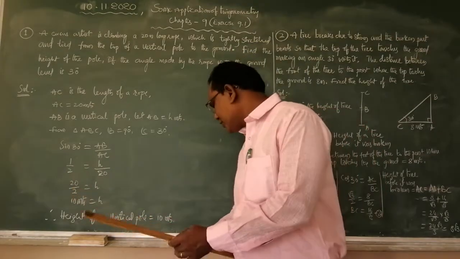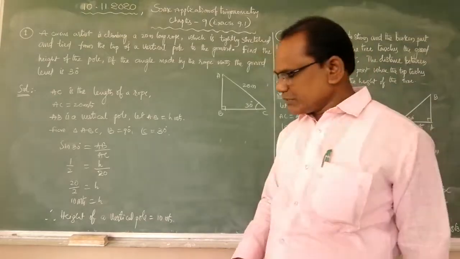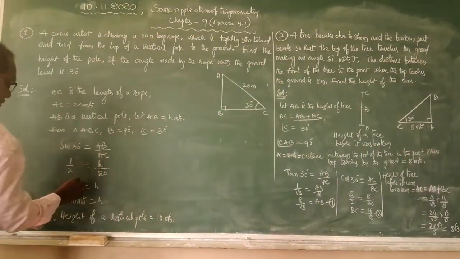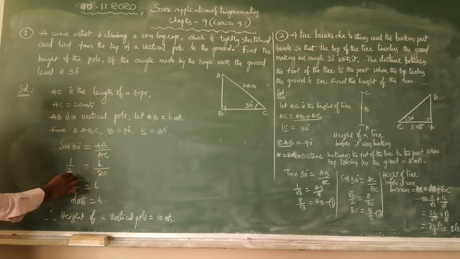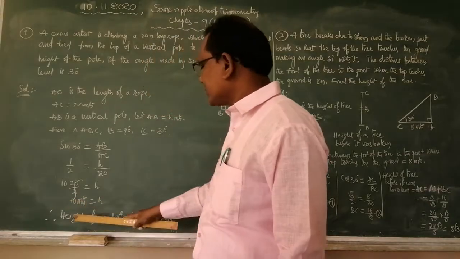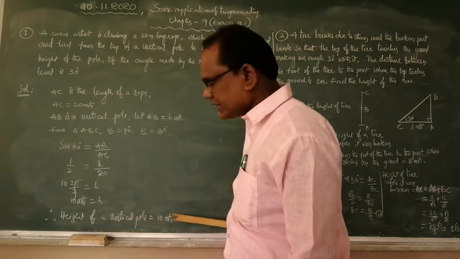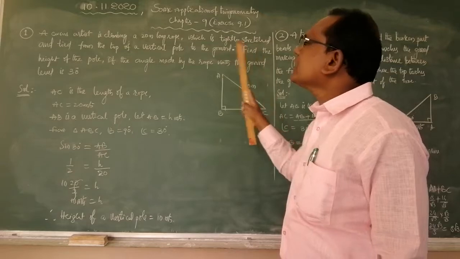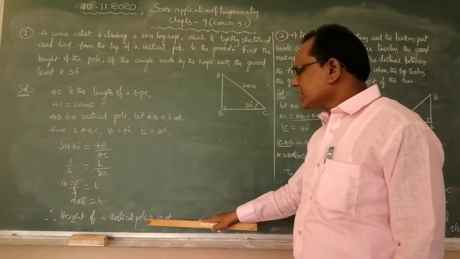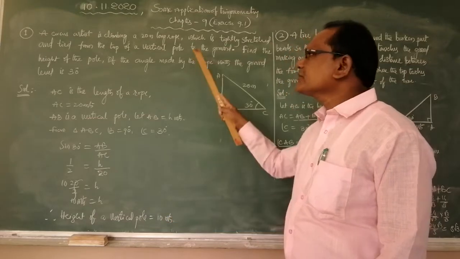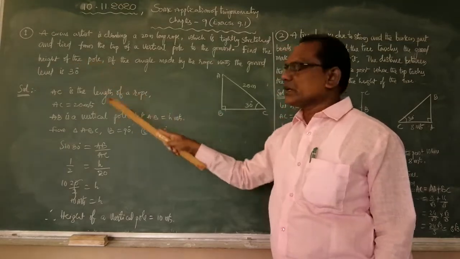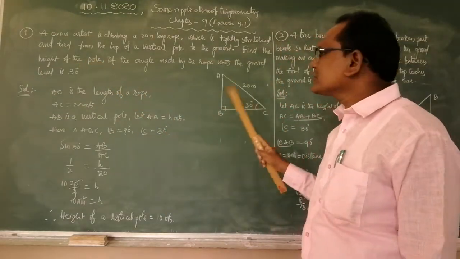Therefore, 20 by 2, how much is it after cancellation? 10 meters. Therefore, H equals 10 meters. Therefore, the height of the vertical pole equals 10 meters. Find the height of the pole, this is the height of the pole. So that is the 10 meters height of the pole. This is the first answer. Here they are asking only to find the height of the pole, which equals 10 meters. This is the first problem.